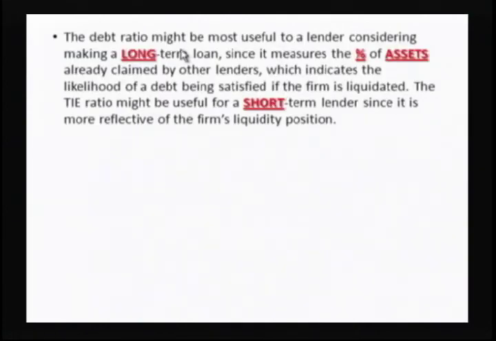The debt ratio might be most useful to a lender considering to make a long-term loan, because it looks at the percentage of the assets already claimed by other lenders, which is sort of a collateral approach. It indicates the likelihood of the debt being satisfied if the firm is liquidated, which again is a longer term focus. Collateral value, or thinking about liquidation to meet obligations, is a long-term focus.